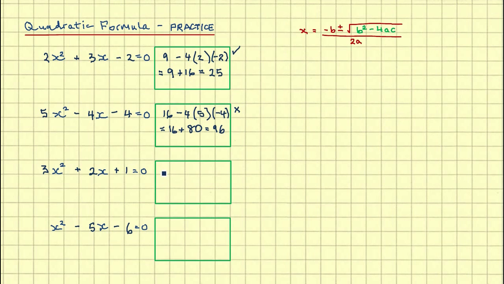So b squared is 2 squared, so that's 4. Let's start with 4, minus 4 times ac. So a is 3, and c is 1. And that works out as 4 minus 12, which gives us negative 8.